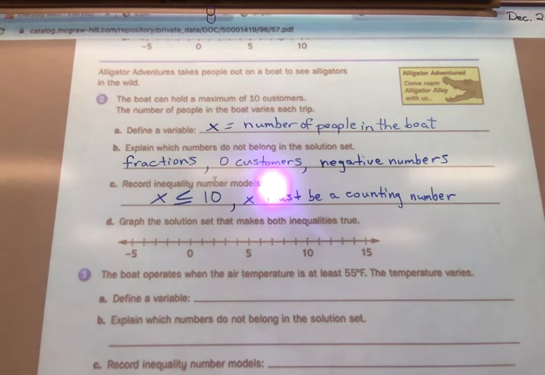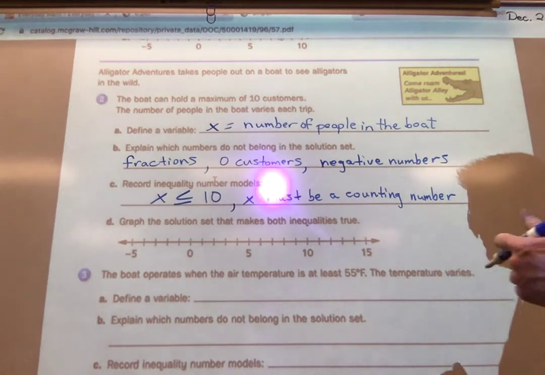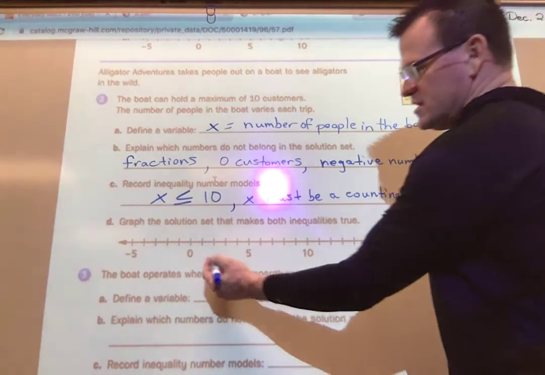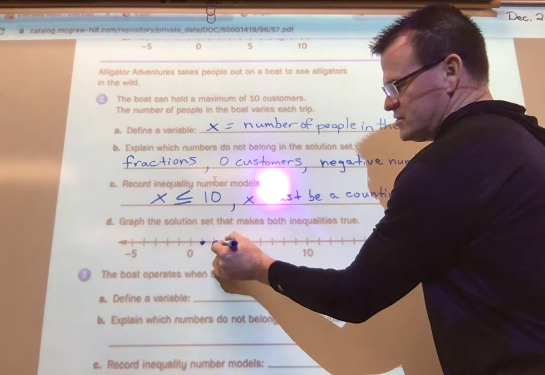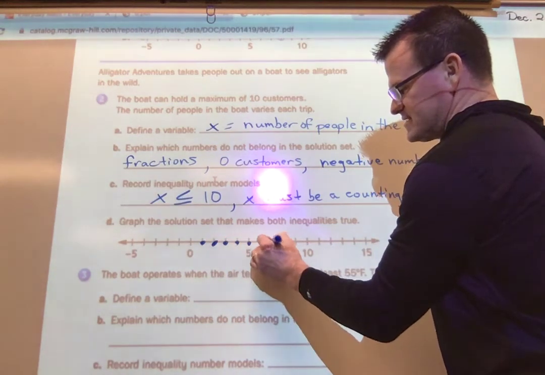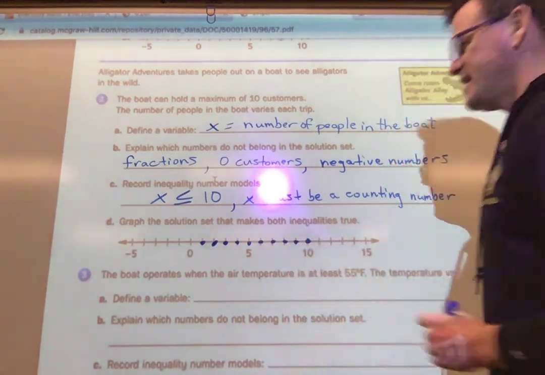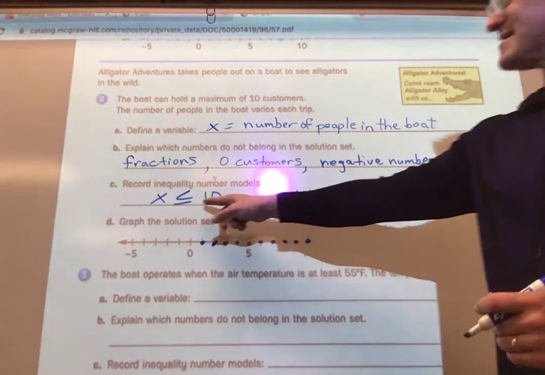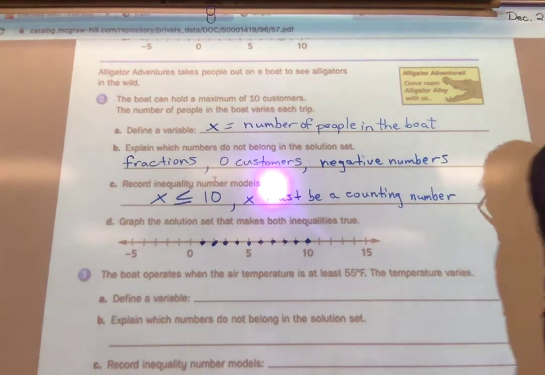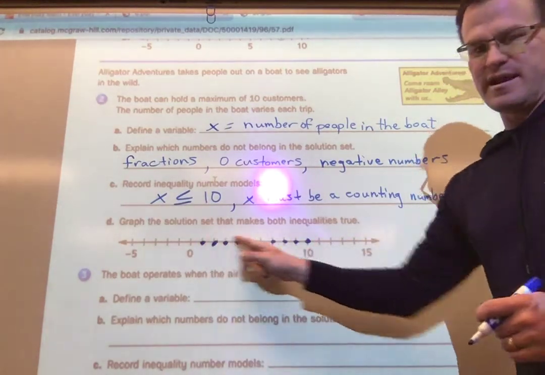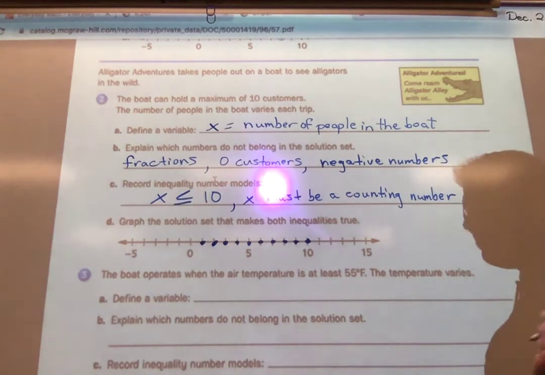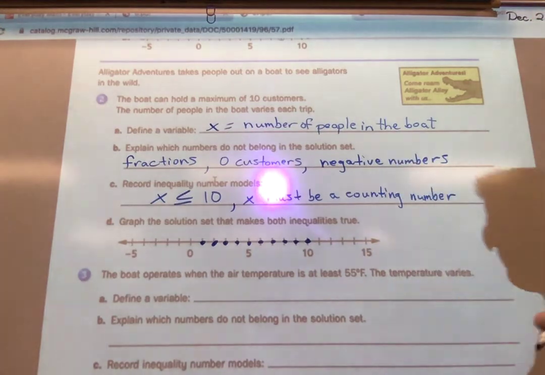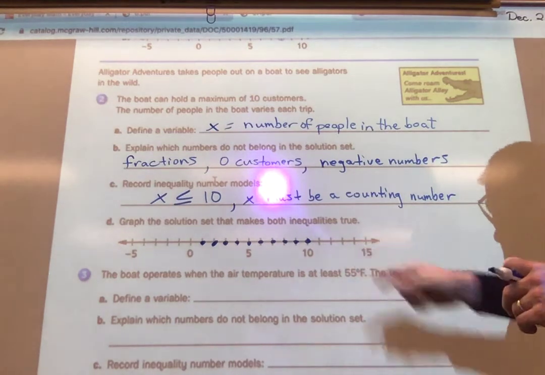Okay, so to graph this solution set, I put dots on every answer that makes this true. Again, I can't have 0 customers or the boat won't go out, but I can have 1. So I just fill in 1, 2, 3, 4, 5, 6, 7, 8, 9, and 10, because it says X is less than or equal to 10, so I can have exactly 10. I do not fill these in and make the line and connect them, because then that would include all the fractions and decimals between there, which we know those don't work for this situation. They have to be counting numbers. So there's one situation and what the graph would look like to represent this.